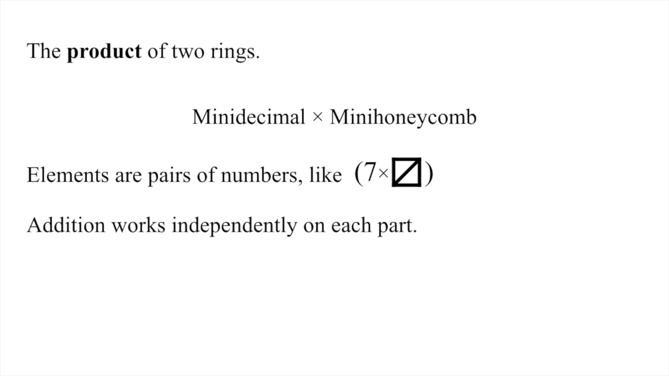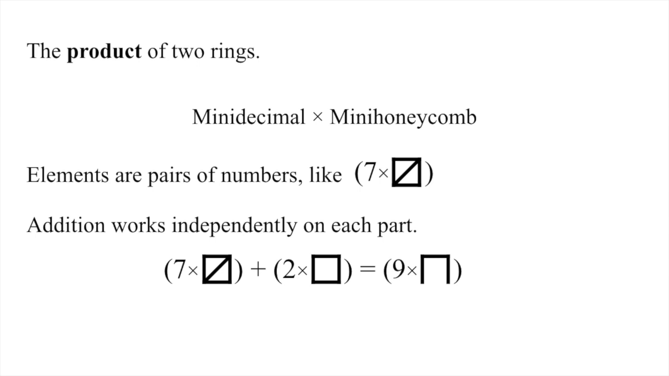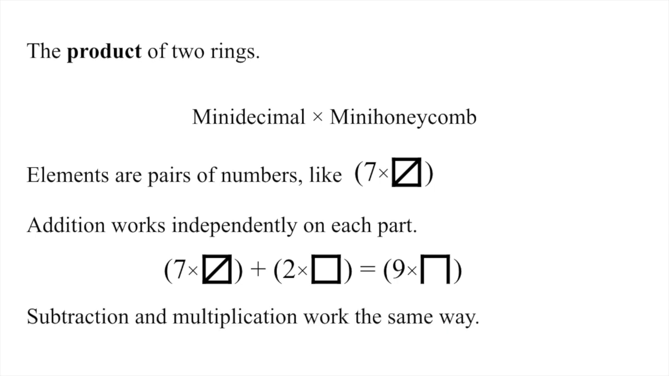Adding two elements in Minidecimal times Minihoneycomb works independently on each part. For example, 7 times 5 plus 2 times 4 equals 9 times 3. Because 7 plus 2 equals 9 in Minidecimal, and 5 plus 4 equals 3 in Minihoneycomb. Subtraction and multiplication work the same way, that is, within each component.